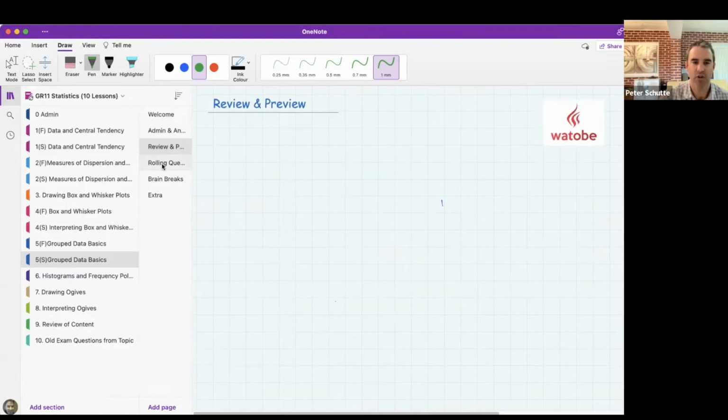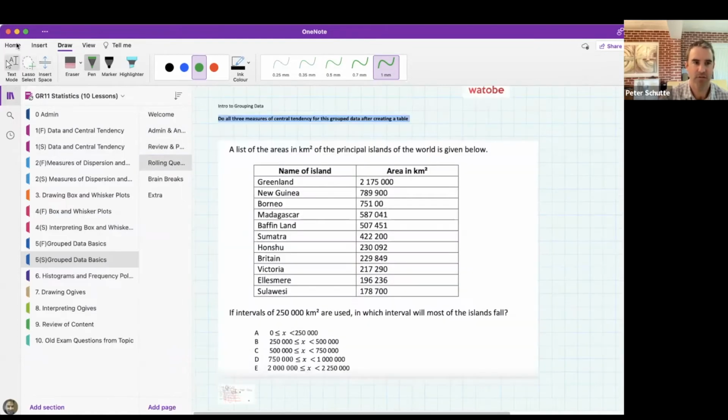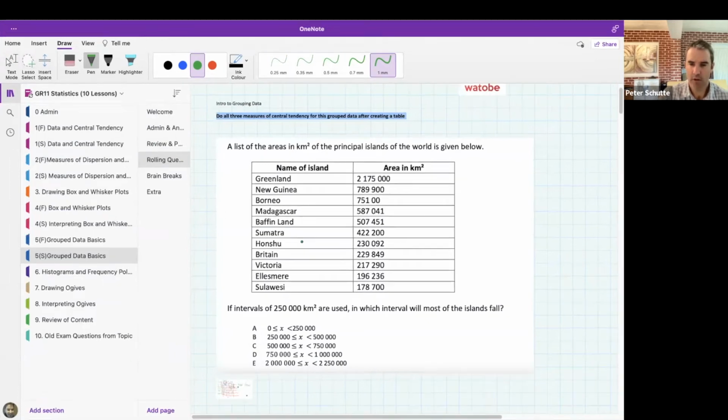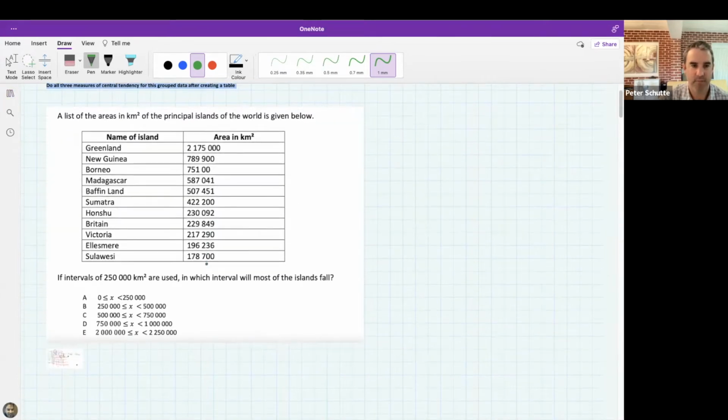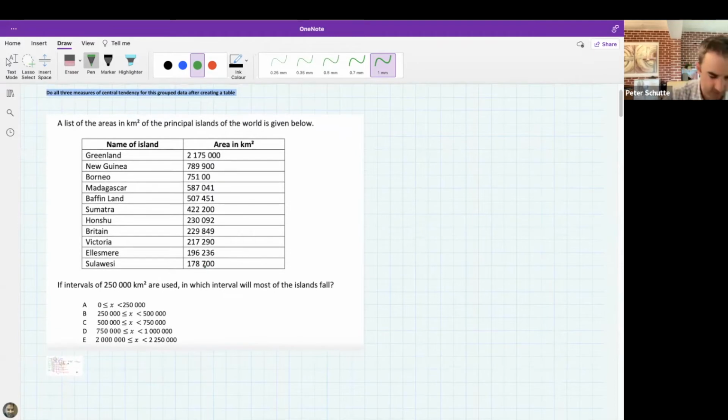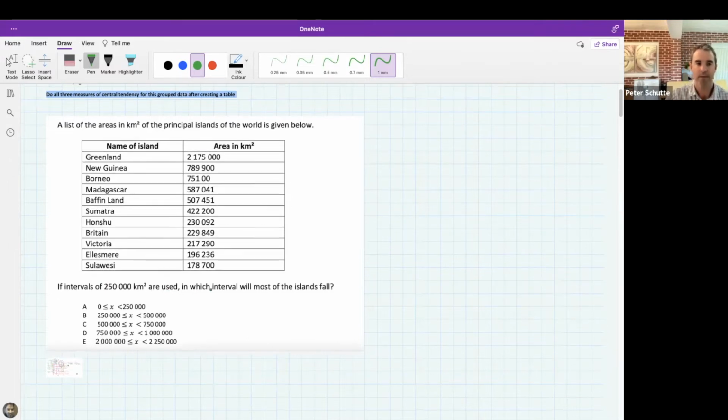Let's go straight into our question. I want you to think about this set of data. If intervals of 250,000 kilometers are used, in which interval will most of the islands fall?